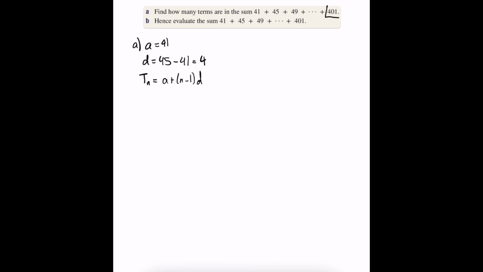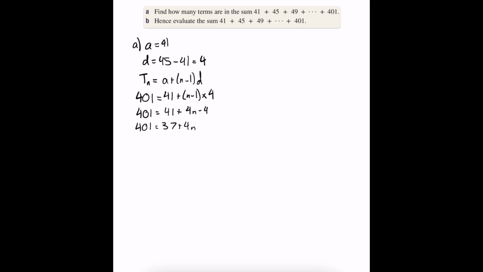So if we plug in our last term, which is 401, we'll be able to figure out how many terms are in the sum. So 401 is equal to 41, which is a, plus (n minus 1) times 4. n is what we're going to be solving for, because the value for n will be our last term. So 401 equals 41 plus 4n minus 4. We'll have 401 equals 37 plus 4n.